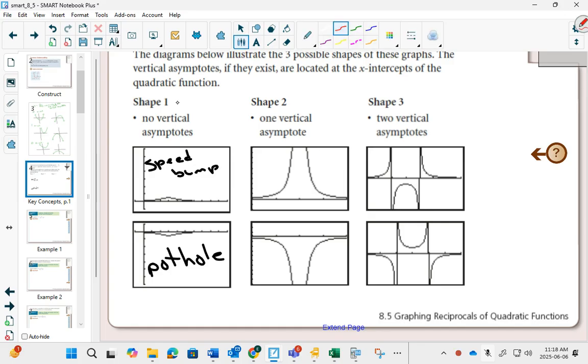These first 2 don't have any asymptotes. The second one has 1 asymptote. If you have a red pen, you can draw it in. And the last ones here have 2 vertical asymptotes. And every 1 over parabola graph always has a horizontal asymptote at y equals 0.